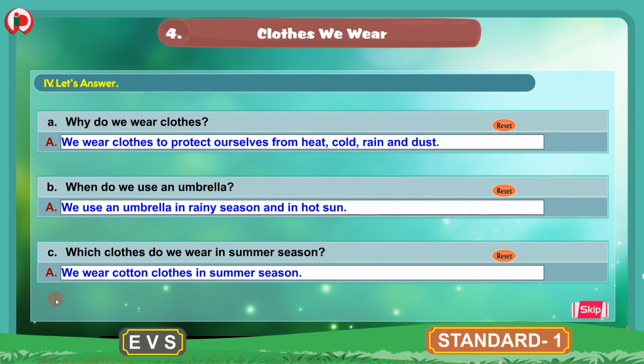Now if you have one more question like, which clothes do we wear in winter season? You write the answer as, we wear woolen clothes in winter season. In summer season we wear cotton clothes. In winter season we wear woolen clothes. Now this is about the fourth bit. Let's answer. Now we will move to the next bit.